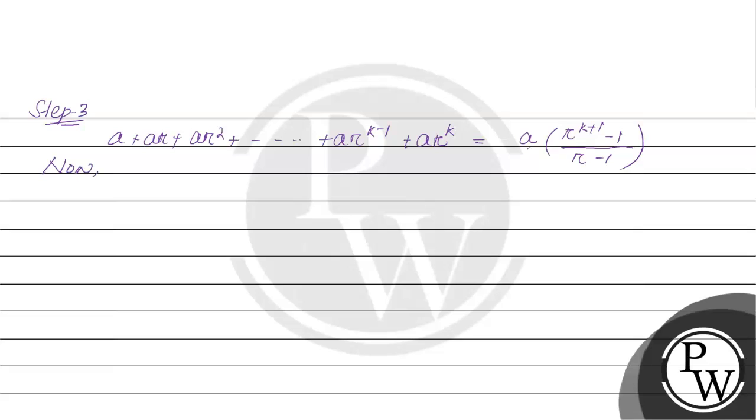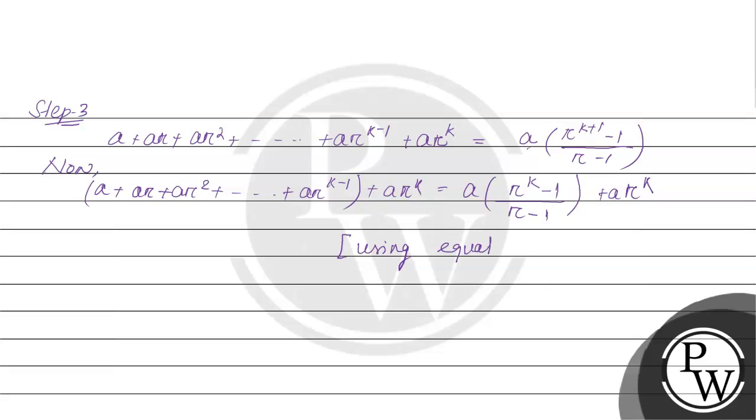Now we can write a plus ar square plus up to ar to the power k minus 1 plus ar to the power k, mark it as a bracket, then that will be equal to a multiplied with r to the power k minus 1 divided by r minus 1 plus ar to the power k, by using equation 1.